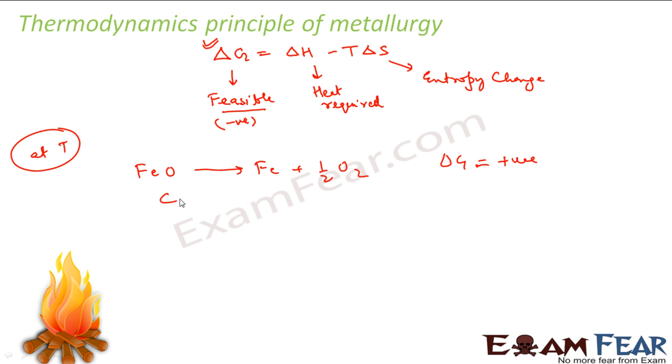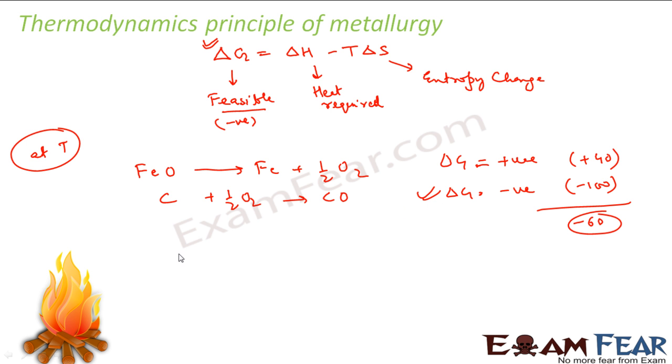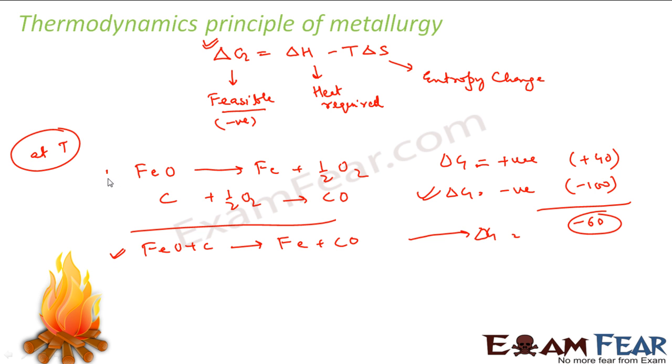But if you combine this with another reaction, for example carbon plus oxygen gives carbon monoxide, delta G is negative, in fact very negative. Let's suppose this value is minus 100 and the other is plus 40. If you add these two, you get minus 60. It is highly negative. So if you club these two reactions, you get FeO plus C gives Fe plus CO. The delta G of the net reaction is negative, so this reaction is feasible. Standalone reaction 1 is not feasible, reaction 2 is feasible, and reaction 3 is also feasible.